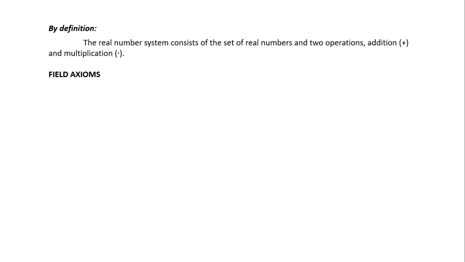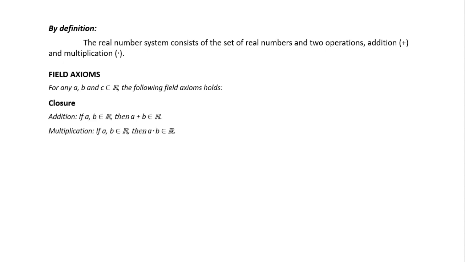Before we proceed to these properties, let's start with the field axioms first. We have the closure property for addition and multiplication. This just means that the sum or the product of real numbers is also a real number. Second, we have the commutative property. For addition, the order of two addends does not change its sum. On the other hand, for multiplication, the order of two multipliers does not change its product.